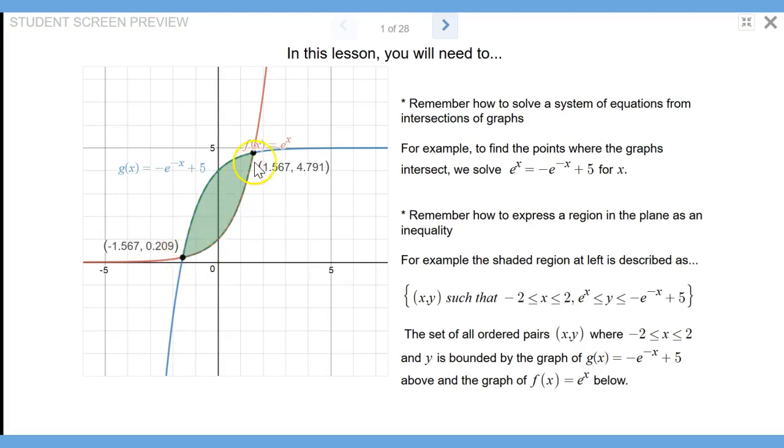To find these points of intersection, you want to solve for x when you set the functions equal to each other. The solution to this equation is going to be minus 1.567 and 1.567. And the way to describe this green shaded region with set notation is like this. You don't really need to worry about creating that yourself, but understanding it. That means you have a region in the plane, a whole collection of ordered pairs bounded by graphs.